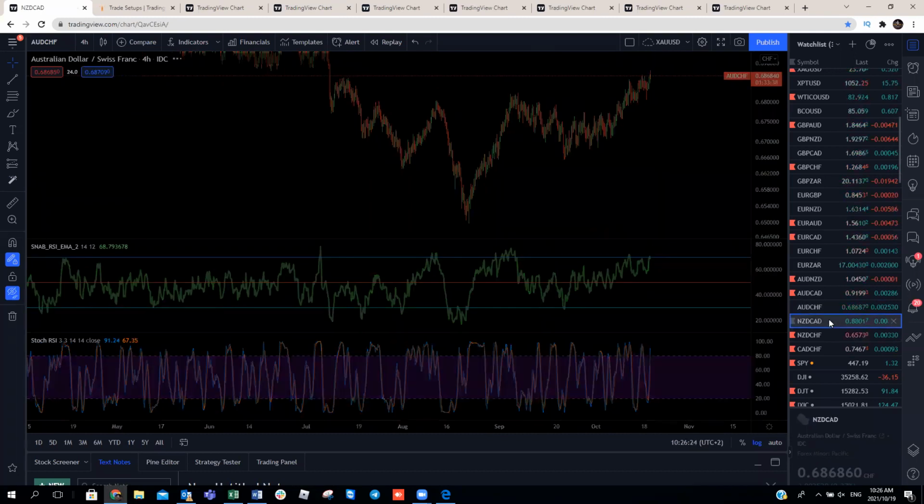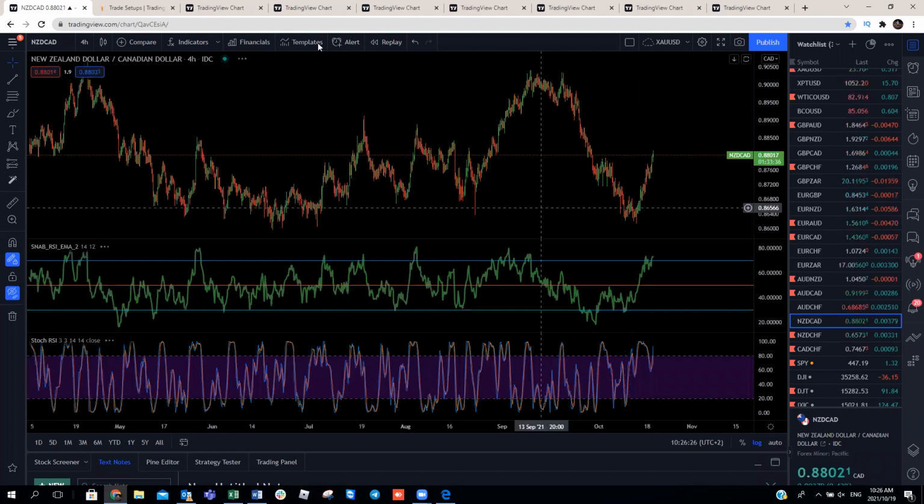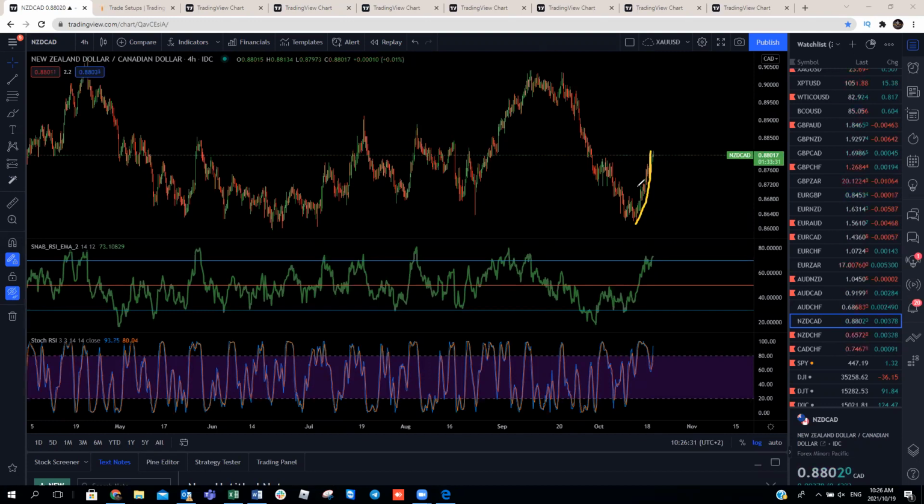New Zealand CAD has made a passing move to the upside. This is what we're expecting now, that the pairs with the CAD as a quoted currency will start giving us a 3-wave pullback. That's why we've got pound CAD as our trade setup. We're looking for something similar on pound CAD as well.